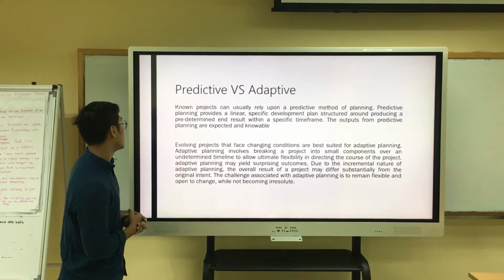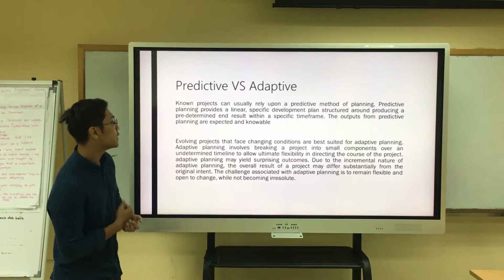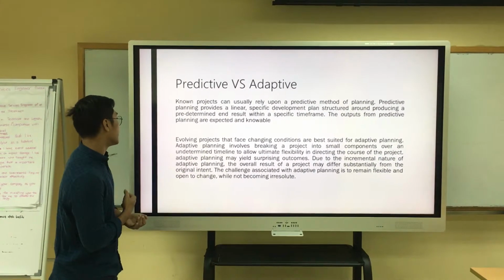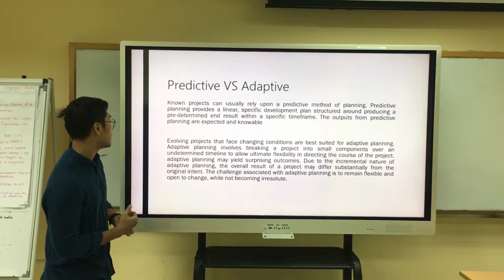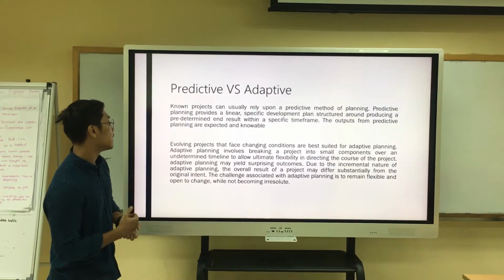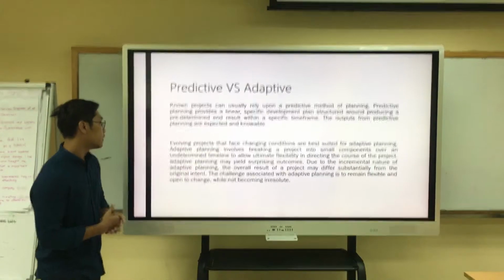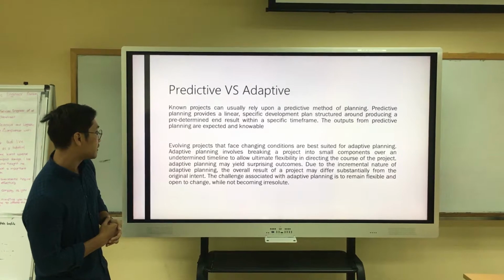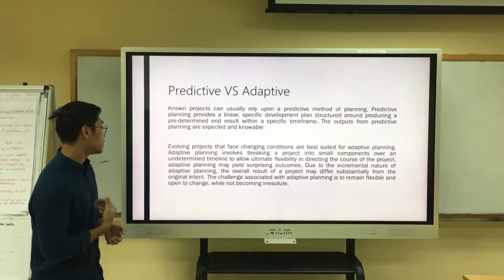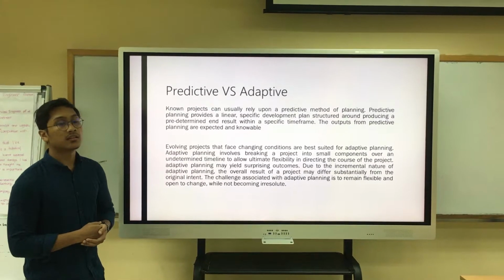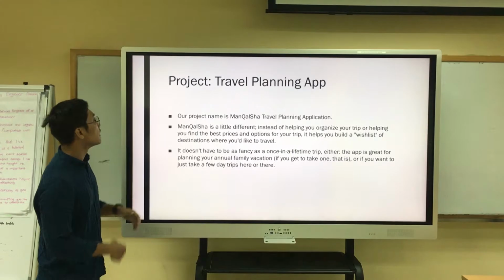For the adaptive part, evolving projects that face changing conditions are best suited for adaptive planning. Adaptive planning involves breaking a project into small components over an undetermined timeline to allow ultimate flexibility in directing the course of the project. The challenge associated with adaptive planning is to remain flexible and open to change while not becoming irresolute.